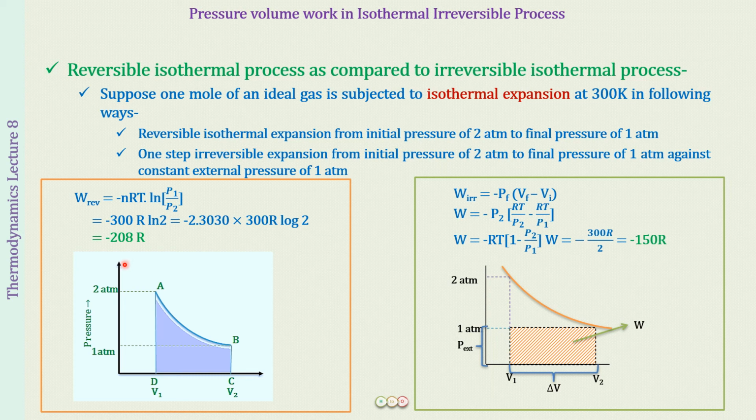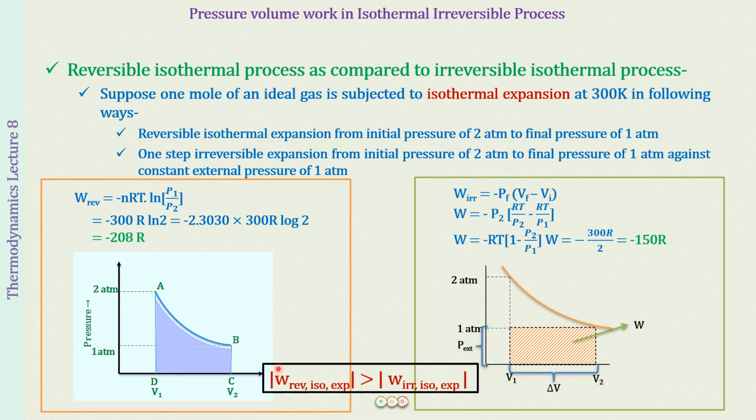So which is more work done? 208 R is more work done in comparison to 150 R. So what does this mean? This means that the work done in the reversible isothermal expansion is greater than the work done in the irreversible isothermal expansion, which is also visible to us in the case of the PV diagrams. Here the area under the PV diagram is more in comparison to the PV diagram area over here, and the area is what gives us the work done in the process. Okay, so I hope now you will be remembering these results very well, because these should be very clear to you for your examination.